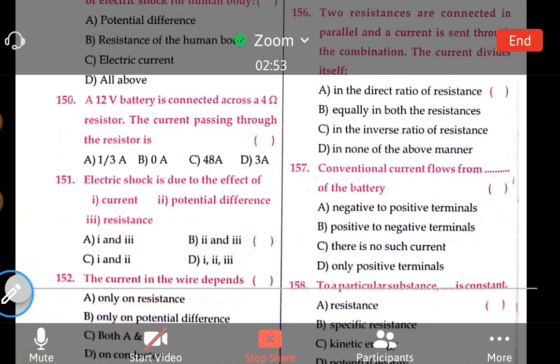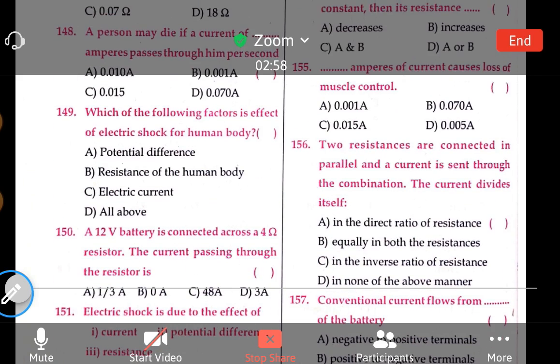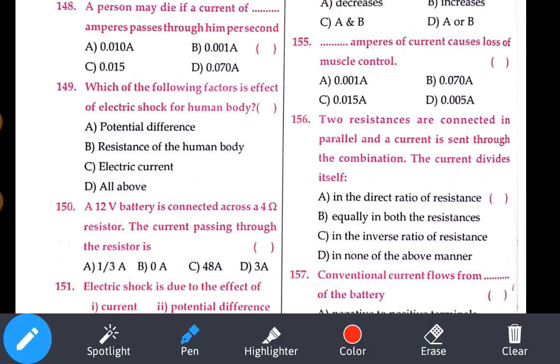Let me drag upwards. Sorry. 155th question. Dash amperes of current causes loss of muscle control. Yesterday in the set I have told, 0.07 leads to death of the person. Now they are asking loss of muscle control. What is that value? 0.015 leads to loss of muscle control.